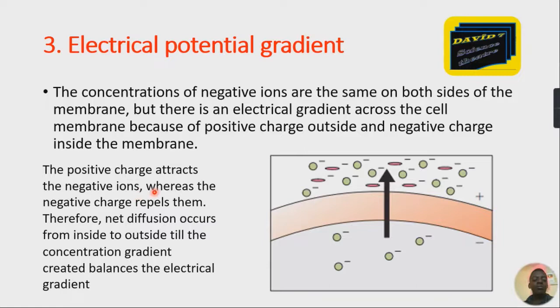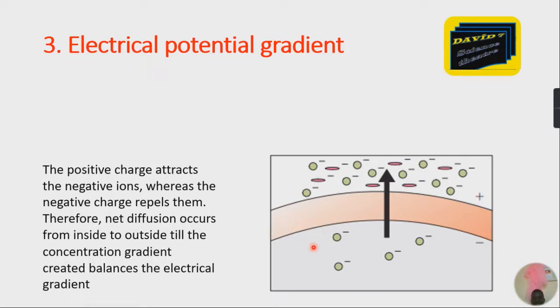Therefore the net diffusion occurs from inside to outside until the concentration gradient created balances the electrical gradient. I hope you get my point here. Initially we had the same number of negative charges inside the cell. This is the inside, which is negatively charged, and this is the outside extracellular fluid, which is positively charged. This is maintained by the sodium potassium pump.